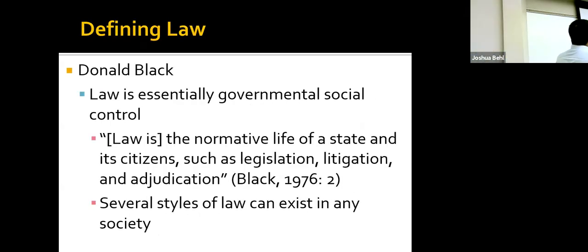Donald Black is a lot easier, right? He just says law is governmental social control, right? It's the normative life of a state and its citizens, such as legislation, litigation, and adjudication, right? Social control. What is social control?